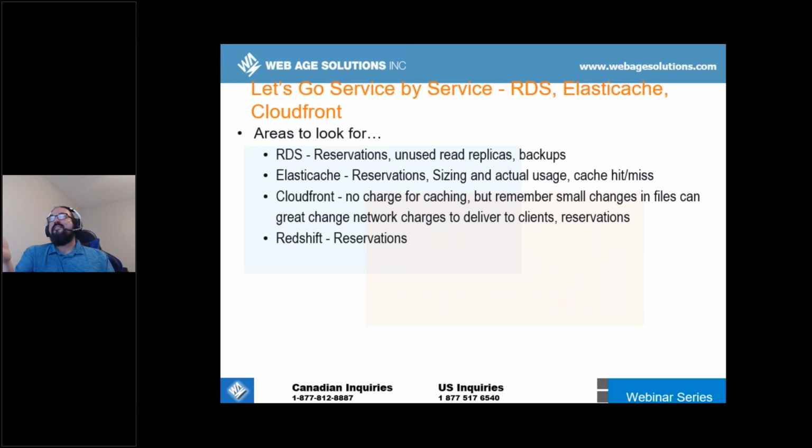So a couple other things where there might be hidden costs: RDS, ElastiCache, CloudFront, Redshift. I just can't tell you enough: go ask your rep for reservations. Go talk to them. You can actually make the reservations in many cases yourself, but talk to your AWS rep. They will gladly help you save money on AWS. They want you to feel comfortable, not just spending money on AWS.